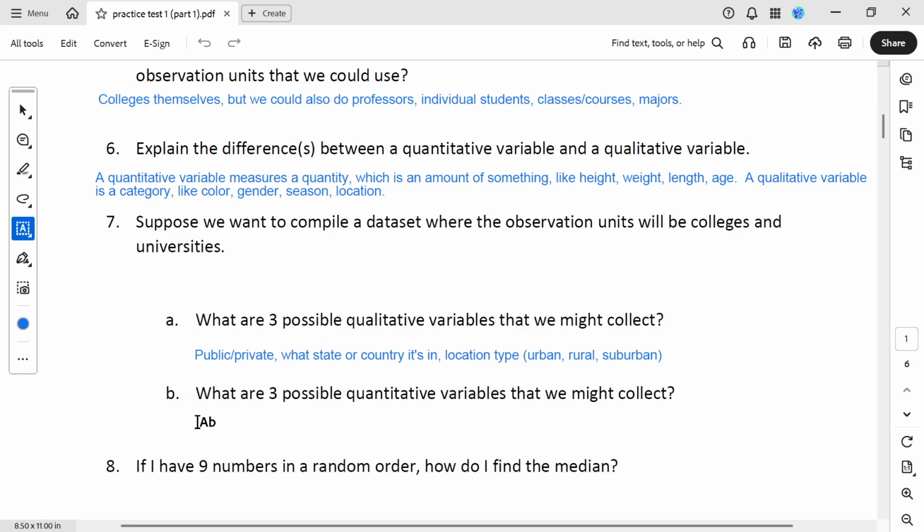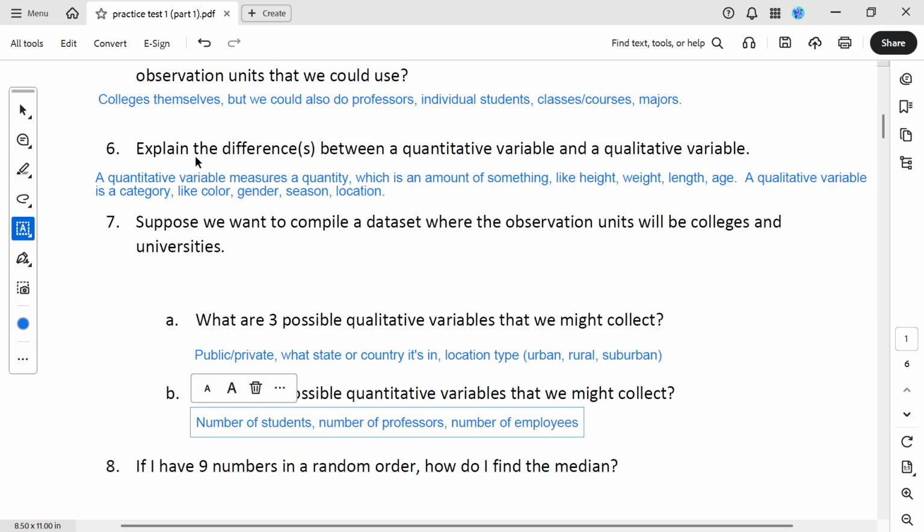What are 3 possible quantitative variables that we might collect? So number of students, number of professors, number of employees, because we have other employees besides professors, average tuition, or I guess tuition is like a set amount, right? Maybe average amount of aid, like scholarships and stuff.